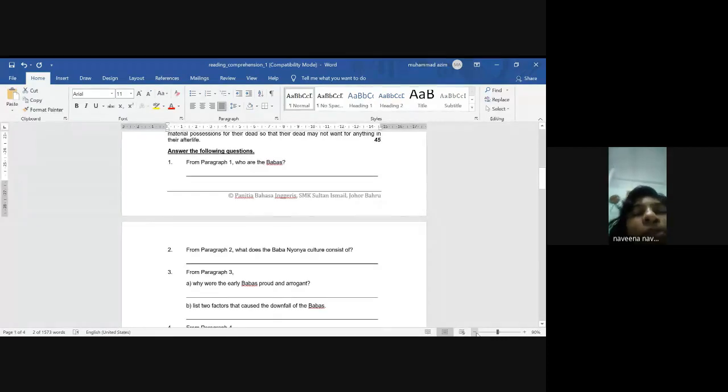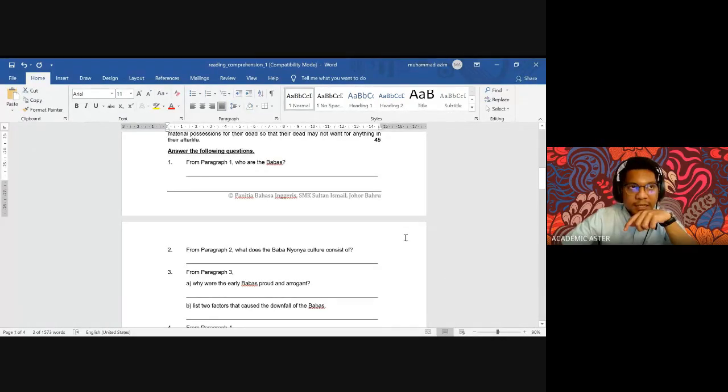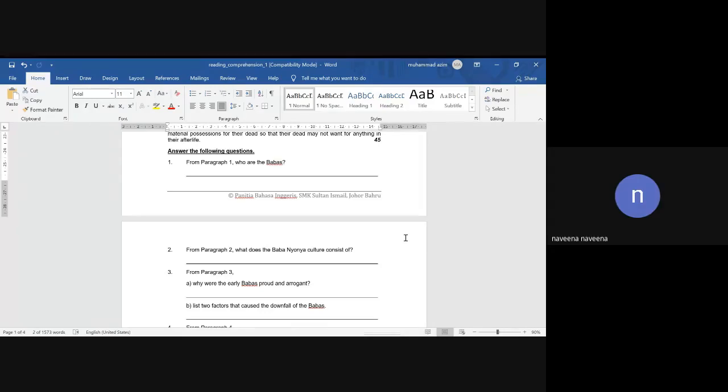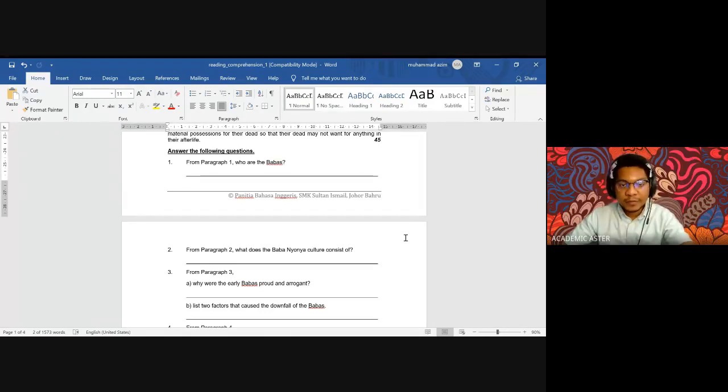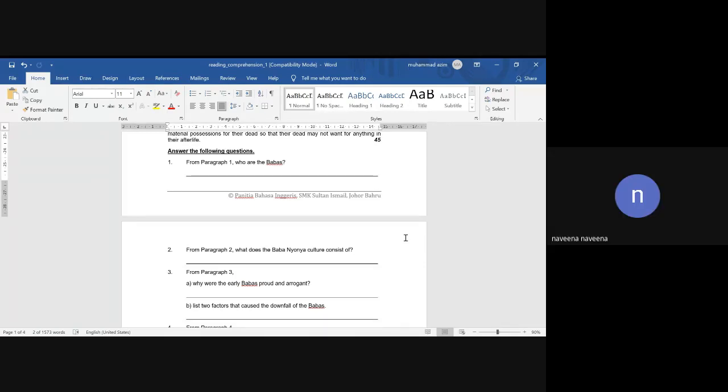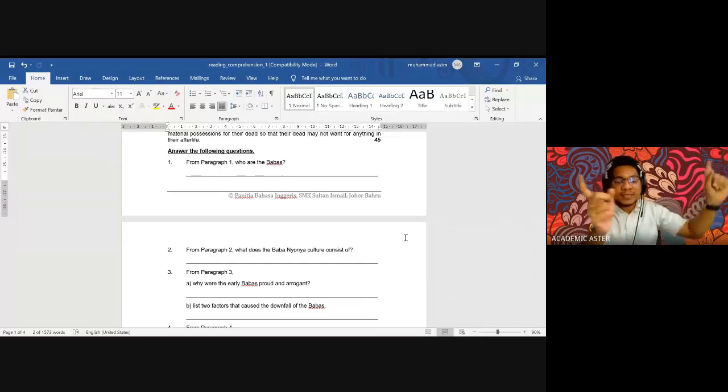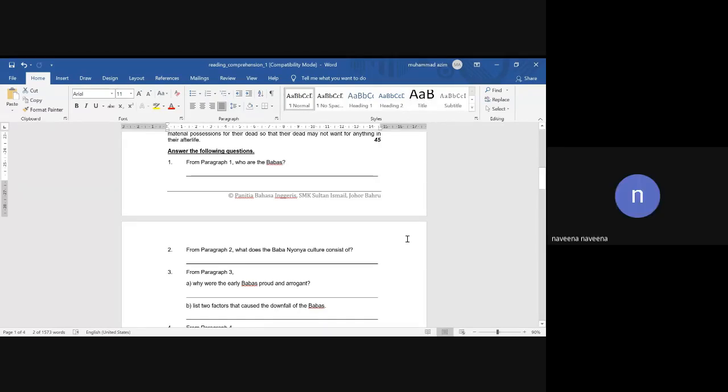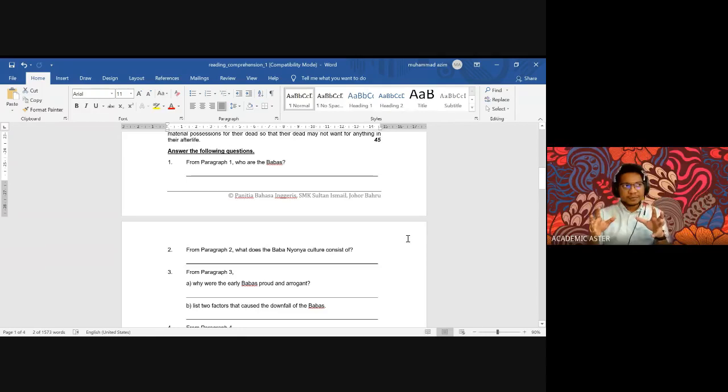What's the meaning of Baba and Nyonya? Baba and Nyonya is actually a group of people. It is actually a sub race. Like we have Malay, we have Chinese, we have Indian, we have Iban, we have Kadazan. During the old days, there were mixed marriages. Between Malay and Indian, we have the mamak, the mamak group. Between the Malay and the Chinese, when they intermarried, they have Baba Nyonya. That is why when you read the first paragraph, it says Baba Nyonya mix the culture of the Malays and the Chinese. So the Baba Nyonya have local culture, since they are staying here.